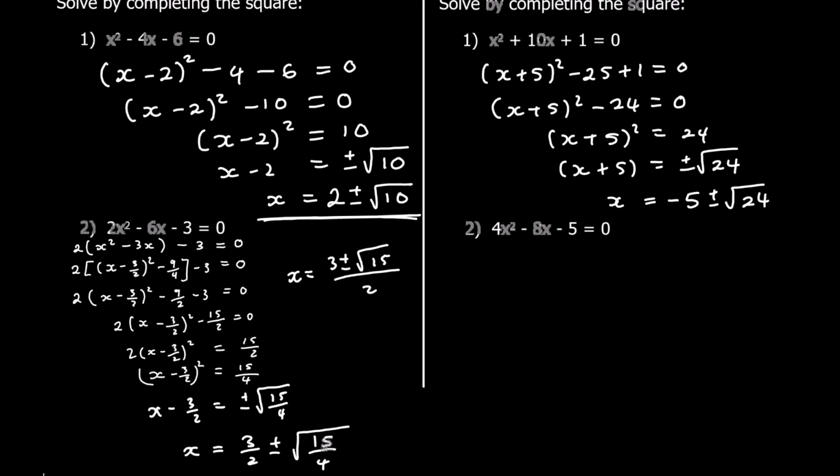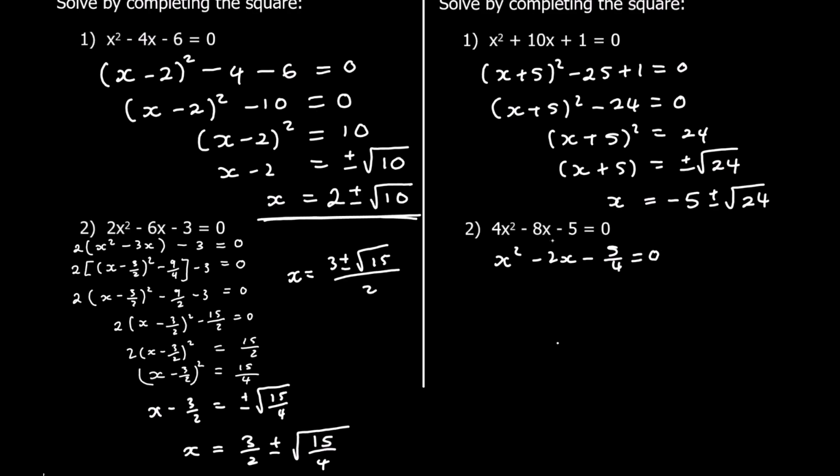Question 2, I'm going to take the 4 out of the first 2 terms. What I could also do, because this is equal to 0, I've also got the option of dividing through by 4. So I could just divide every term by 4, because as long as you do the same to both sides, an equation stays equal. So you could factorize out 4, or you could just say, I'm going to divide every term by 4, and that will work as well.